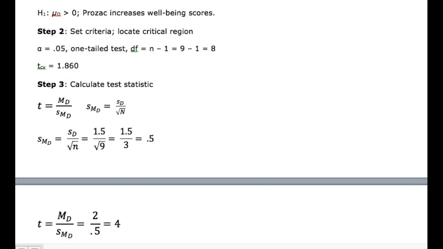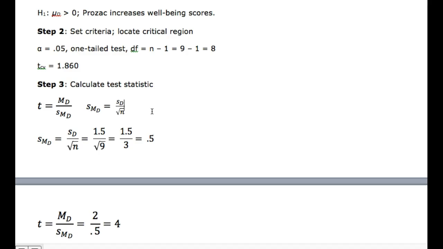Step 3 is to calculate the test statistic. This is going to be just like our one sample t-test, right? So here's the t-test formula. So the mean of the difference scores divided by estimated standard error. And estimated standard error is our sample standard deviation divided by the square root of n. This is supposed to be a small n. Let me change that real quick. There we go. All right.